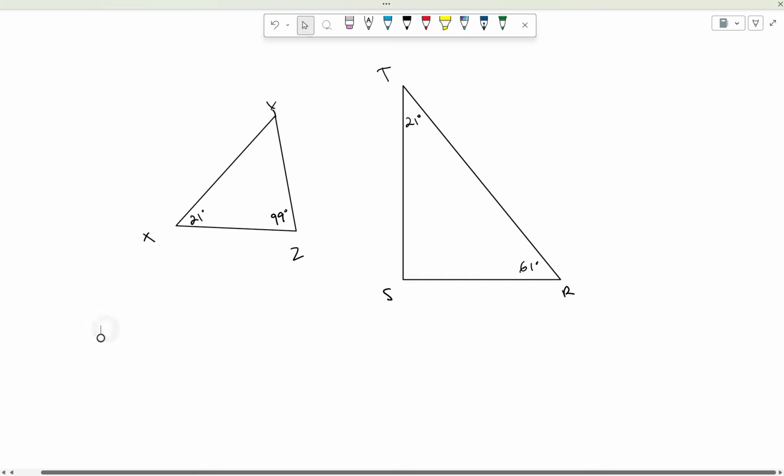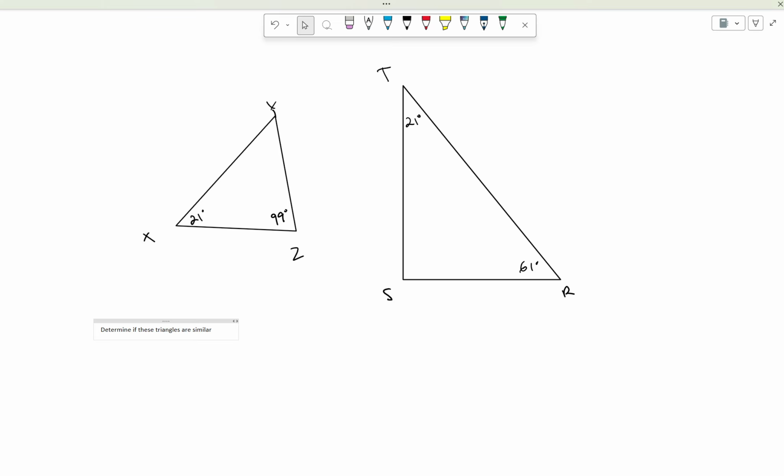The question is, we have to determine if these triangles are similar. So how do we do that? Well, we know the interior angle sum for a triangle. Is that craziness with me with the pen not working well? Okay, there we go. Then we know the interior angle sum of a triangle is 180 degrees. So we know that 21 plus 99 plus angle Z is going to be equal to 180.